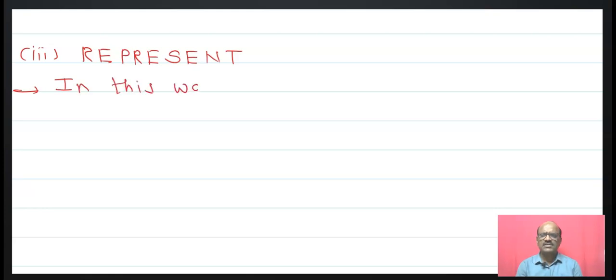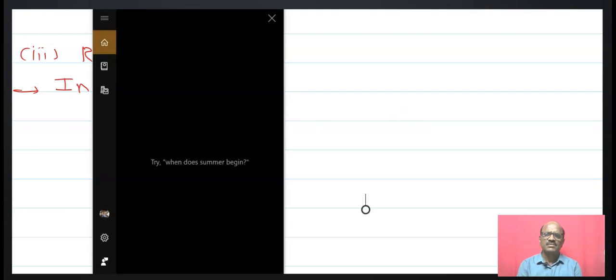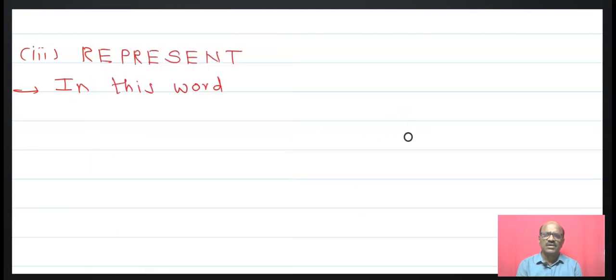Now see this, in this word, what letters are repeated? R is repeated, E is repeated. That is the total letters. First find out the total letters of that word. There are 9.